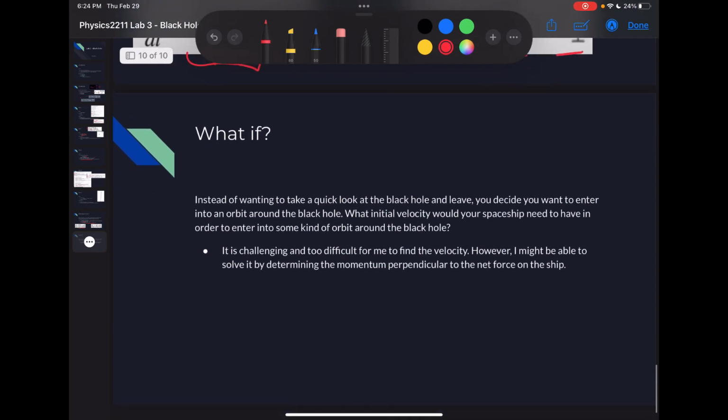Now what if, instead of taking a quick look at a black hole and leaving, you want to enter and then leave? You want to enter with an initial velocity. What initial velocity could get you into some kind of orbit around the black hole but not get sucked in? It's challenging and difficult to find, but you could do it by determining the momentum perpendicular to the net force on the ship to get that direction. And that's my lab 3. Thank you.